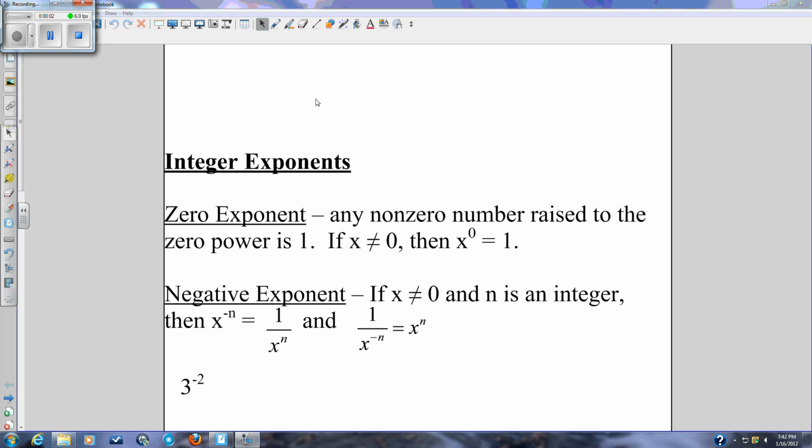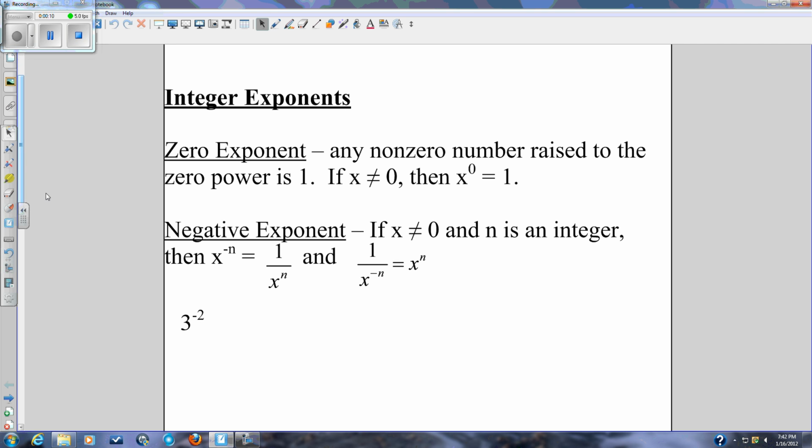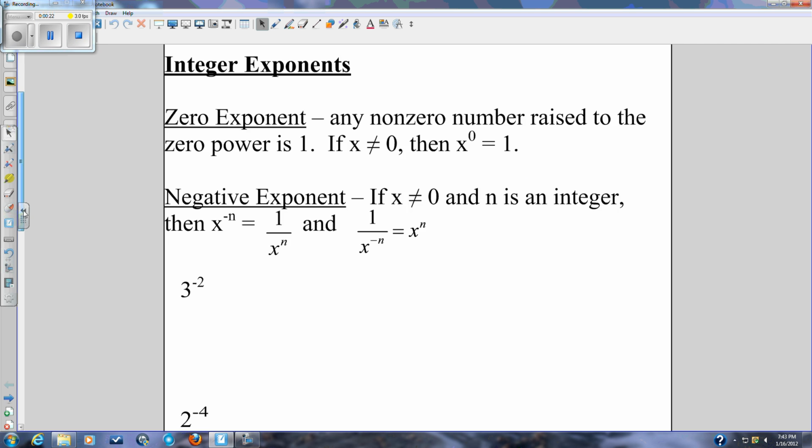We're going to be talking about integer exponents today, and we're going to start by defining what a zero exponent is. Any non-zero number raised to the zero power is equal to 1. As long as x is not equal to 0, then x to the 0 power equals 1. So anything raised to the 0 power equals 1.